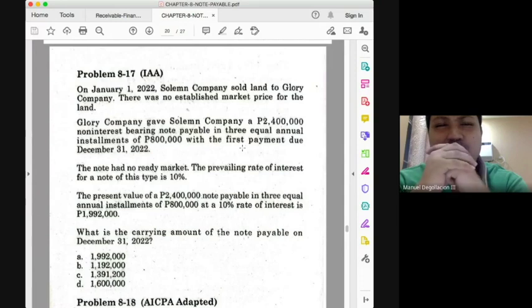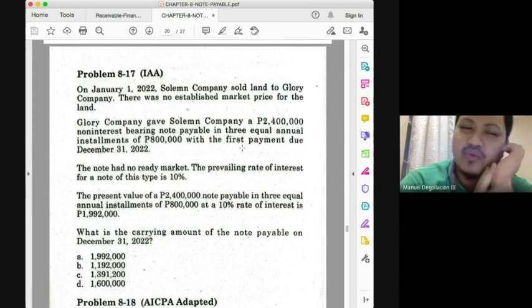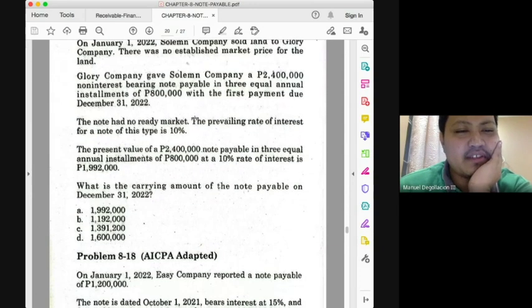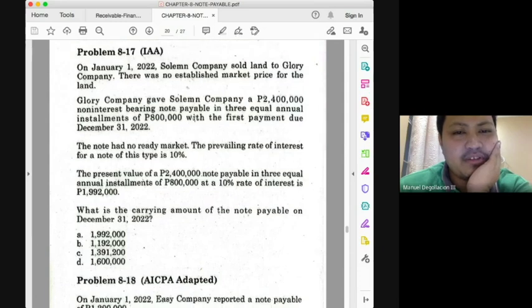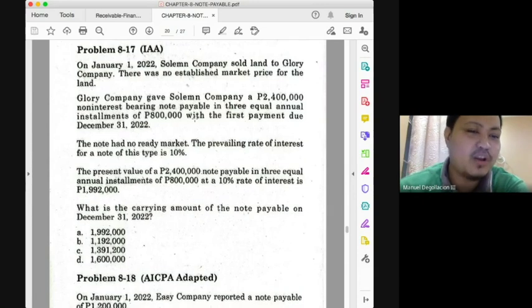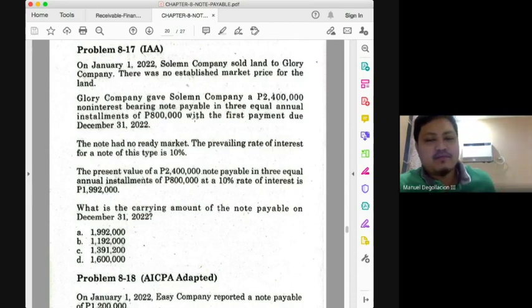On January 1, 2022, Solemn Company sold land to Glory Company. There was no established market price for the land. Glory Company gave Solemn Company a 2,400,000 non-interest bearing note payable in 3 equal annual installments of 800,000, with the first payment due December 31, 2022. The note had no ready market. The prevailing rate of interest for a note of this type is 10%. The present value of the note at the 10% rate of interest is 1,992,000. So basically, that's our present value, our fair value. That will be our initial carrying amount.